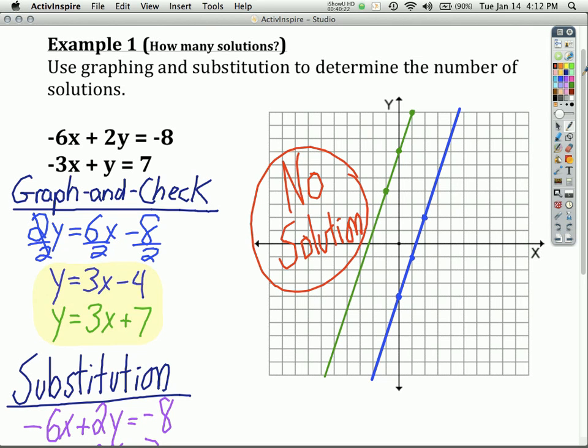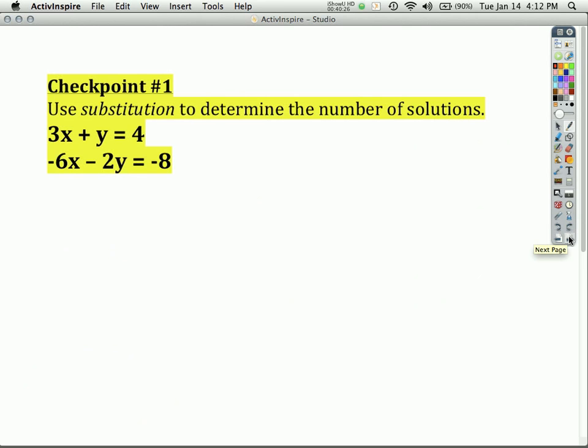It's a little early in the game, but let's see how you do on your own. Checkpoint number 1. Use substitution to determine the number of solutions. So I want you to tell me one solution, no solution, or infinite solutions.